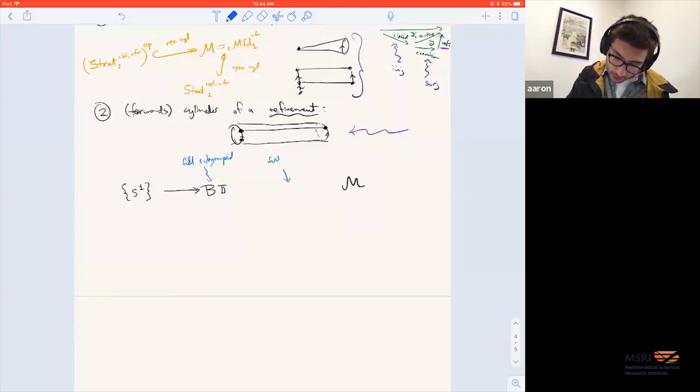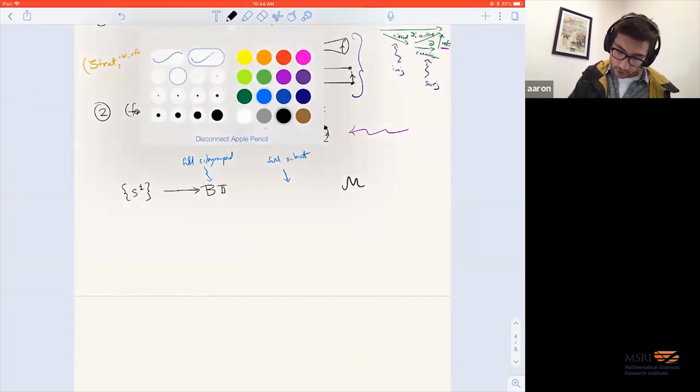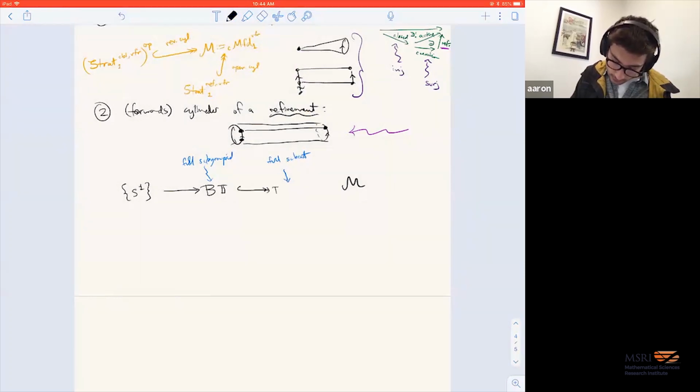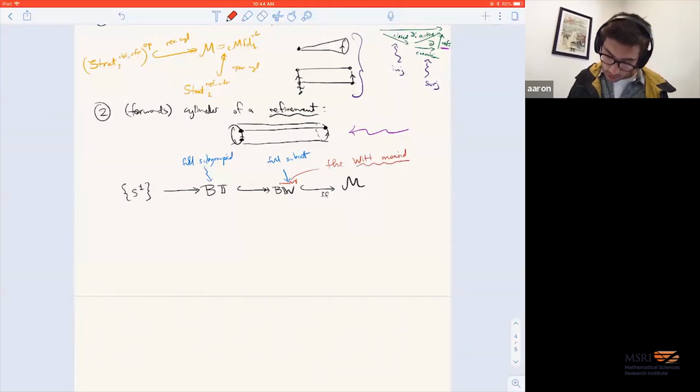We can look at the full subcategory generated by the circle, and this is BW, I'll call it. I'll describe it in a moment. So this is fully faithful. This thing right here is called the Witt monoid in the sense of the Witt vectors. So in the context of topological Hochschild homology, this is sort of keeping track of Frobenius and Verschiebung, that sort of thing. So a morphism in T, that's just an equivalence, a framed diffeomorphism between framed circles.